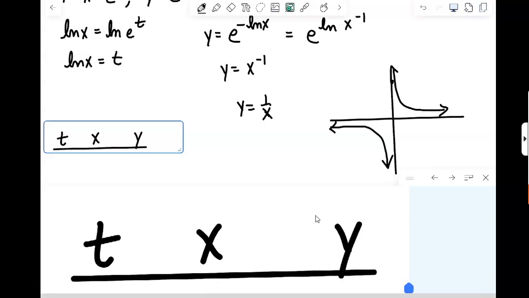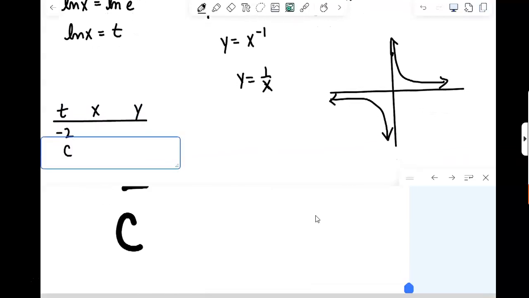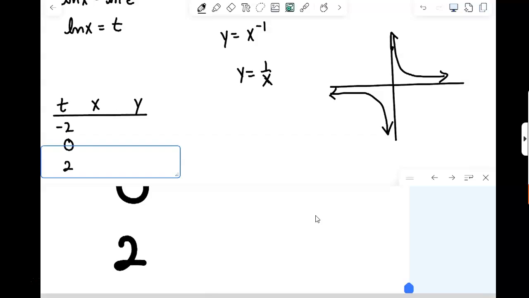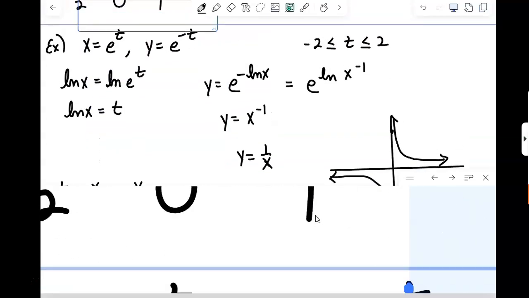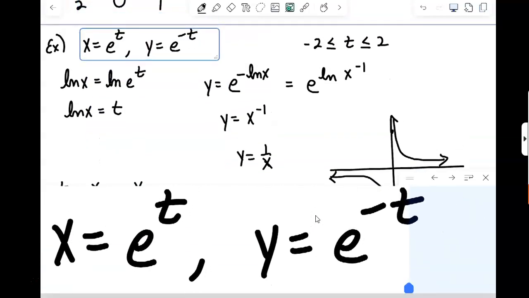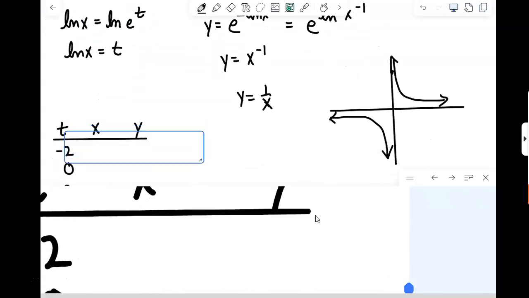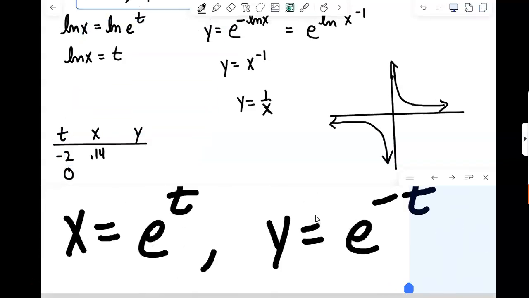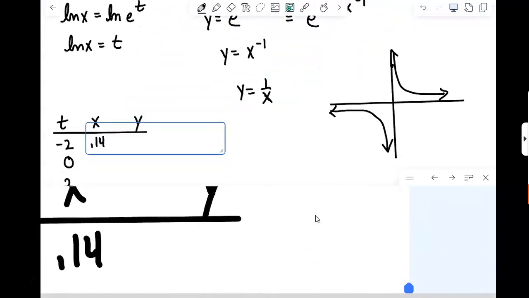My interval is going from minus 2 to 2, so I might just do minus 2, and let's pick the middle one as well, 0, and plug those values in. If t is negative 2, x is e to the negative 2, and plugging that into a calculator, you're going to get the decimal 0.14. On the other hand, y is e to the negative t, so e to the negative negative 2 would actually be e to the 2. That's going to come out to be about 7.4.